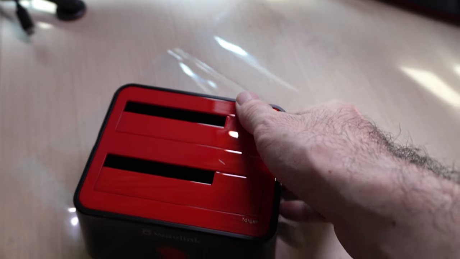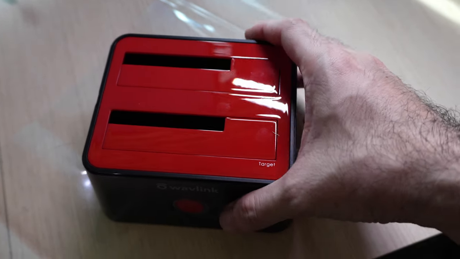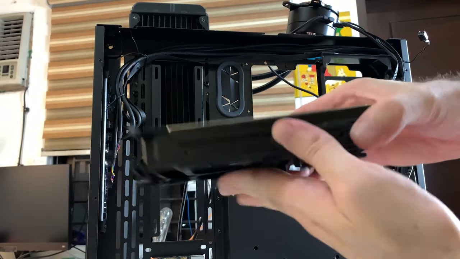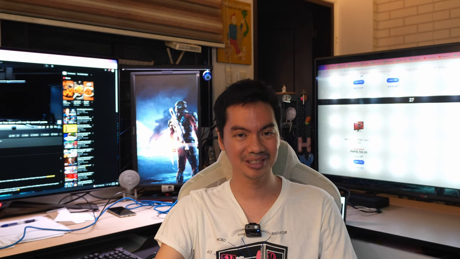The Wavlink demonstrates why docks are so useful. They're convenient, easy to use, and make drives more into USBs rather than things that you have to physically install inside your computer. So you guys were right, I was wrong. Instead of an enclosure, you might consider a dock.